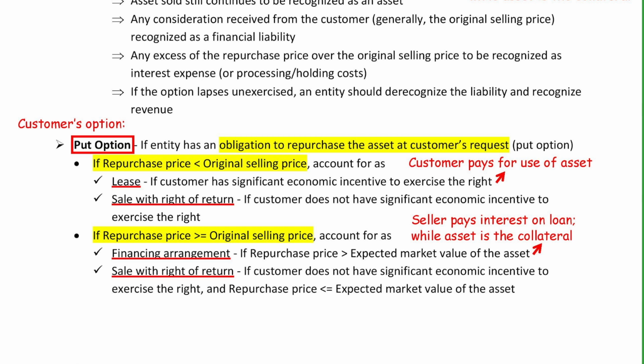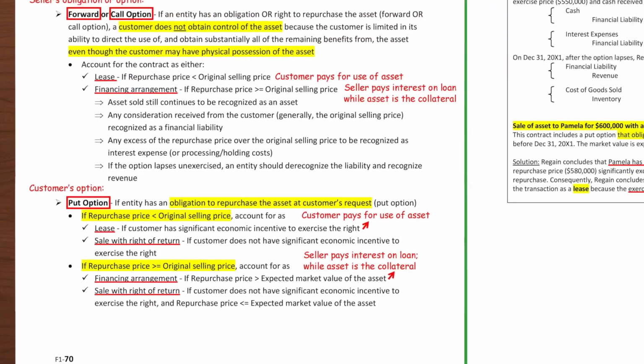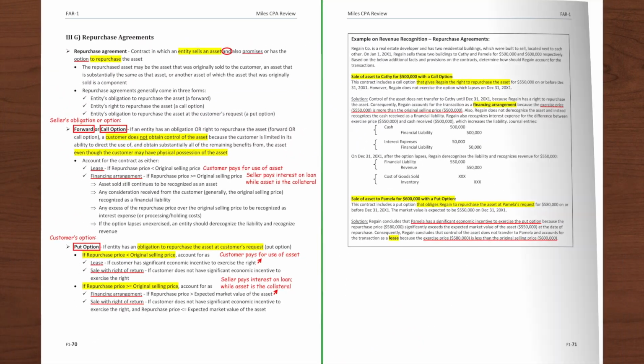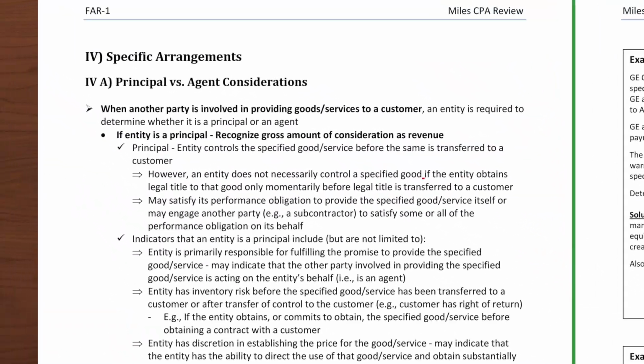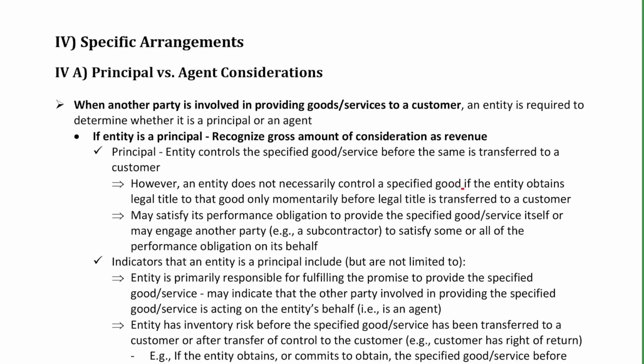So guys, as we discussed, repurchase agreements may need to be accounted for as a lease or a financing arrangement or a sale with right to return. Starting page 72, we're looking at a few specific arrangements, and this is the last leg on a portion on revenue recognition.